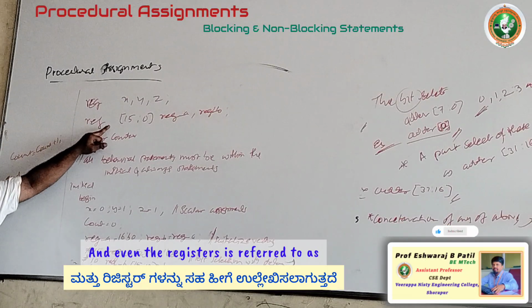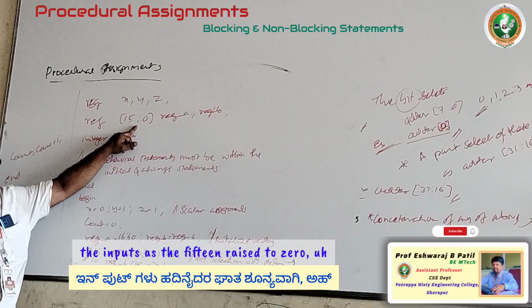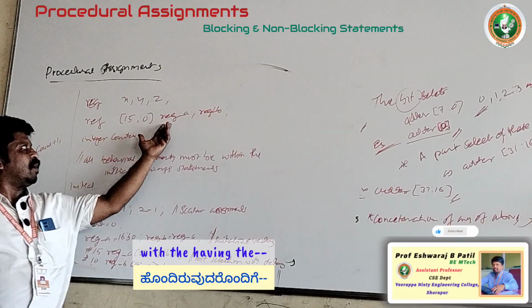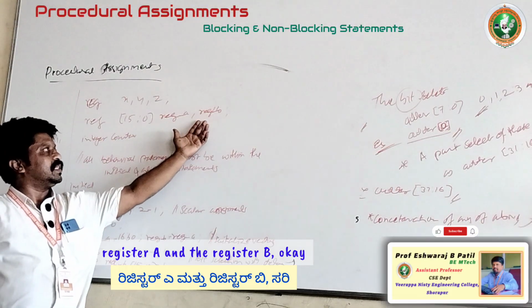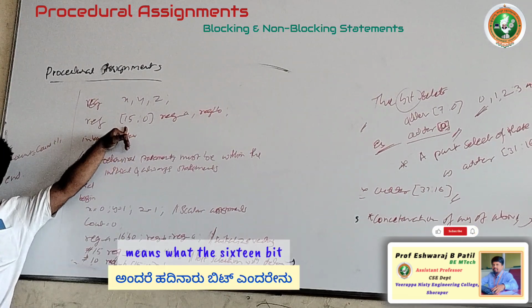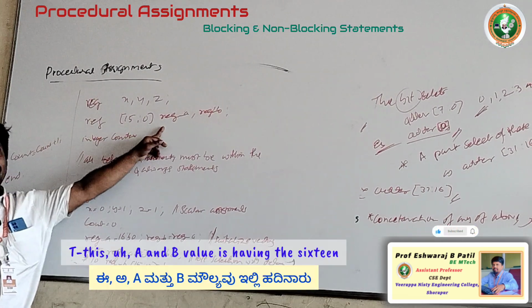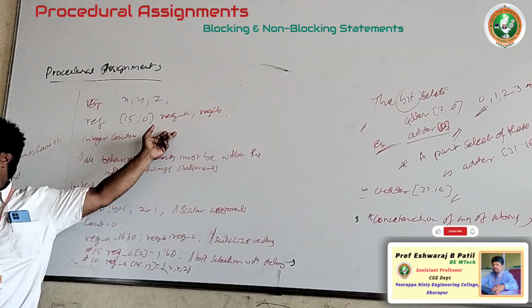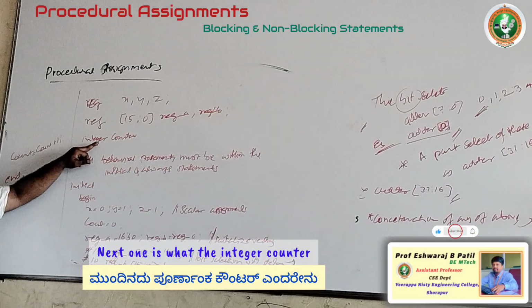Even the registers are referred to as inputs, with 15:0 having the value here, register A and register B. 15:0 means 16 bits. These A and B values have 16 bits. Next one is the integer counter.